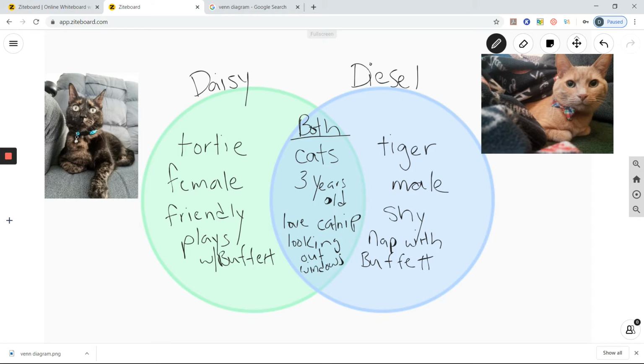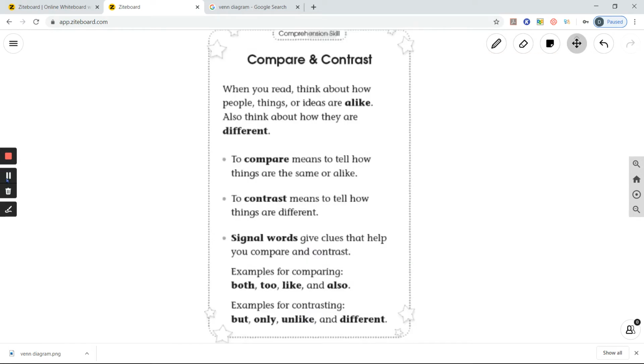It's also important to compare and contrast or think about how things are alike and different when you read. So thinking about our reading skill, you can think about how people, things, or ideas are alike, and also think about how they're different. When you compare, that means to tell how things are the same or alike. To contrast means to tell how things are different.